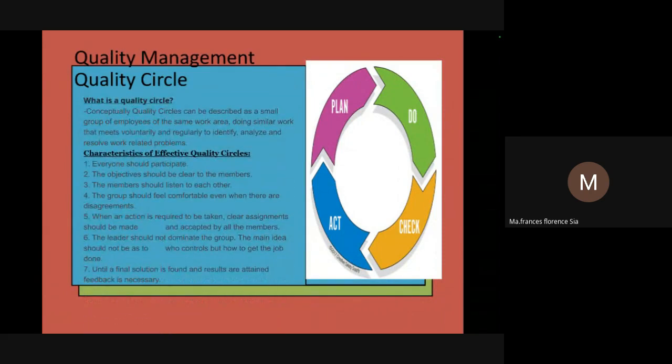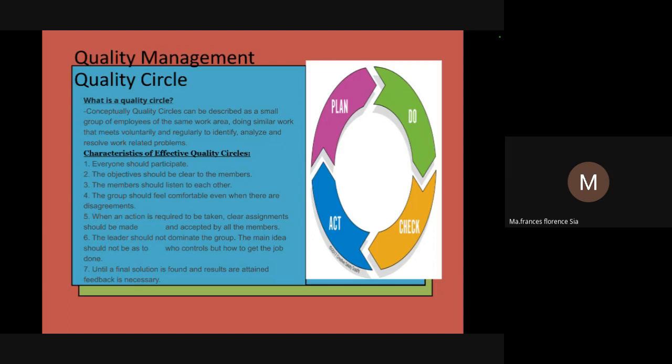So for the quality management, let's start with quality circle. What is quality circle? Conceptually, quality circles can be described as a small group of employees of the same work area doing similar work that meets voluntarily and regularly to identify, analyze, and resolve work-related problems. All the planned and systematic activities implemented within the quality system can be demonstrated to provide confidence that a product or service will fulfill requirements for the quality.